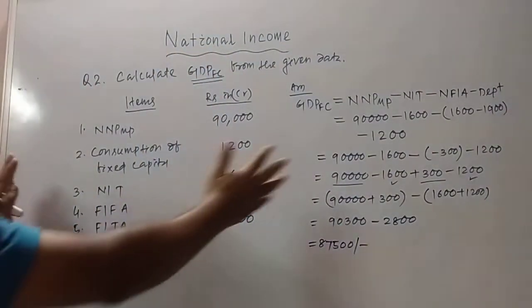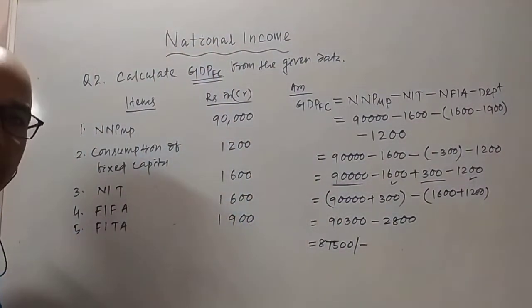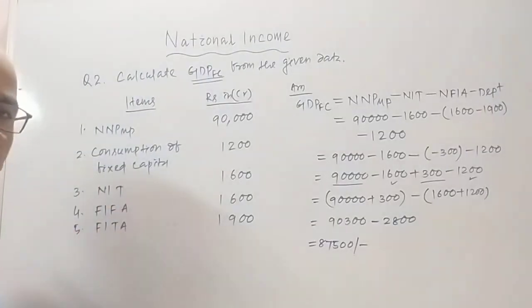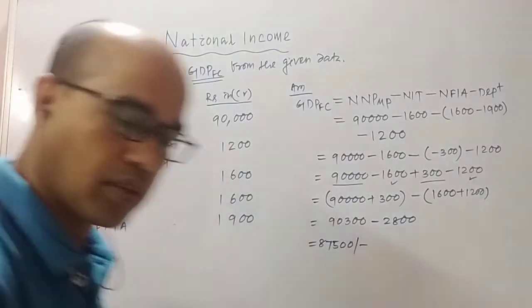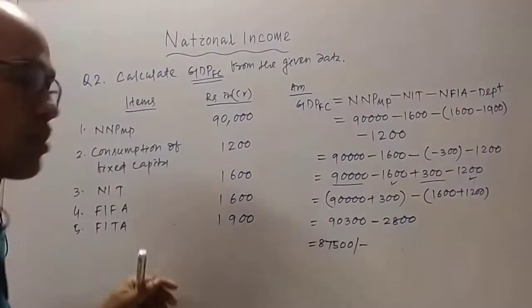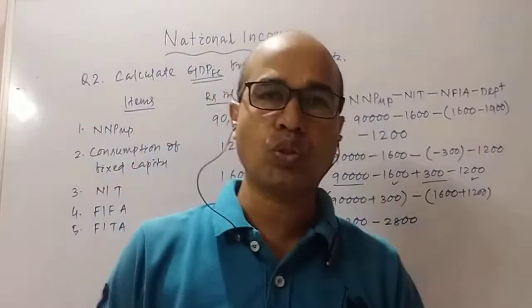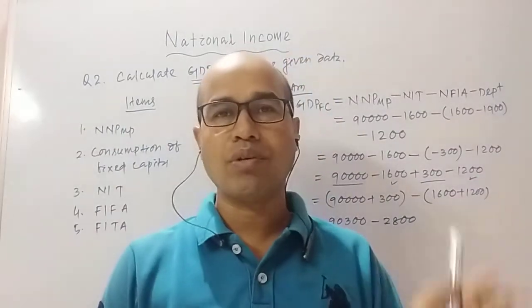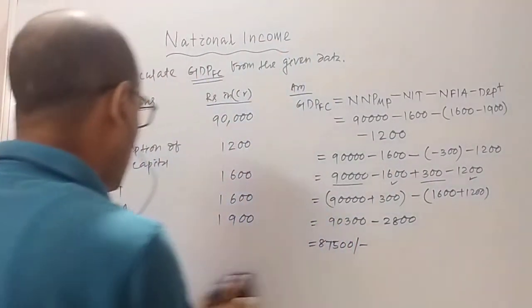You check the question and you go through the answer. What answer do you find? If any difference or any problem is there, you can write in the comment box. Okay. Then come to the next one. Another question I will solve for you. After that, I will proceed to the methods to calculate national income. Okay.